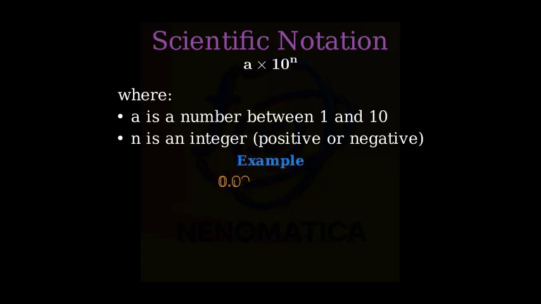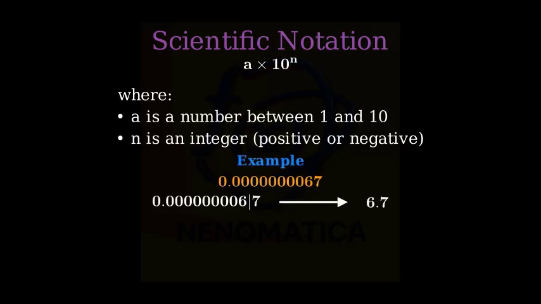We need to convert the number 0.000000067 to scientific notation. To convert this number to scientific notation, we need to move the decimal point until we have a number between 1 and 10. In this case, we need to move the decimal point 9 places to the right to get 6.7.